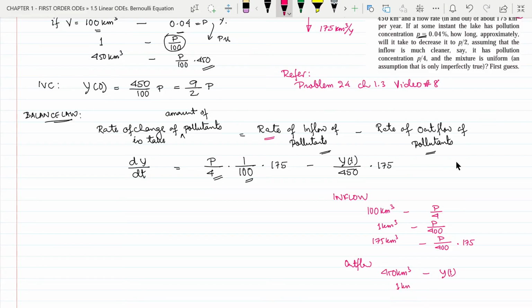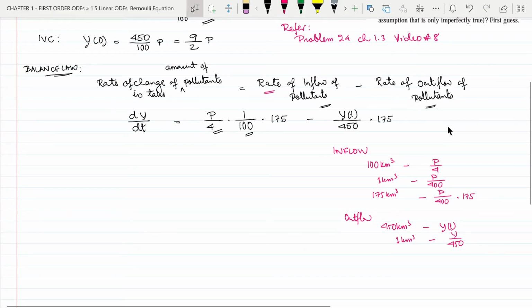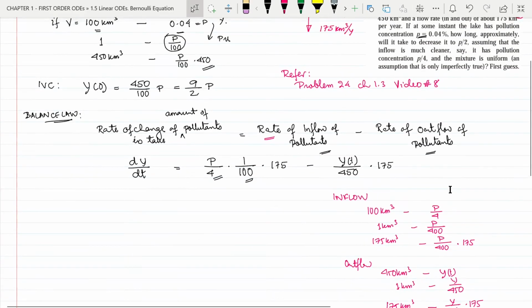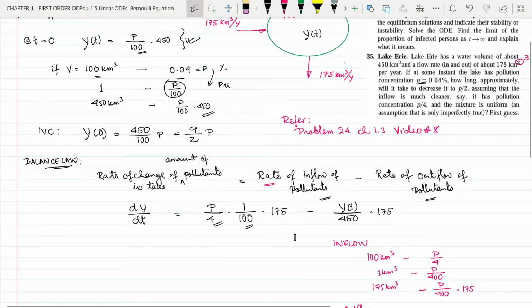So for 1 km cube, the amount of pollutants will be Y by 450. And similarly, for 175 km cube of outflow per year, the amount of pollutants going out per year would be Y by 450 into 175. Now you can see one thing: since P is a constant, this rate of inflow is constant. The amount of pollutants getting into the lake per year is always constant, because P is a constant, so this whole term is a constant.